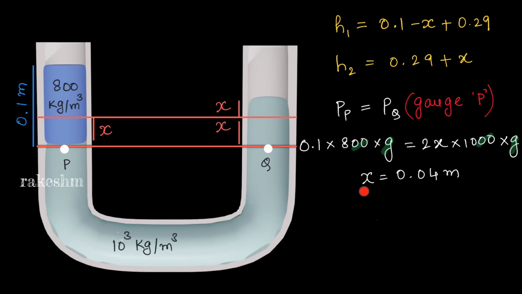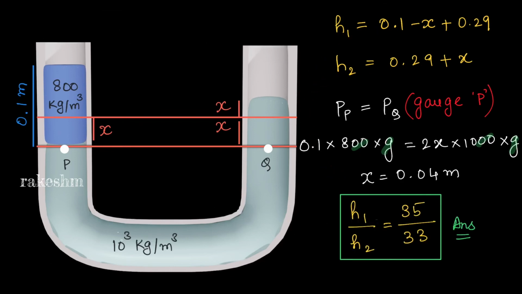So we put the value of x as 0.04 in these equations. So finally we get the value of H1 by H2 as 35 divided by 33. We get H1 as 0.35 here and H2 as 0.33. So that gives us 35 by 33.